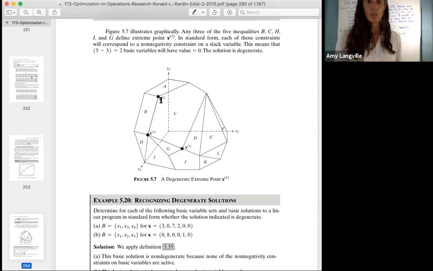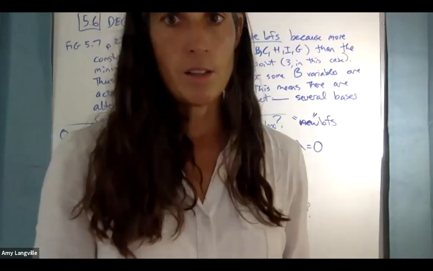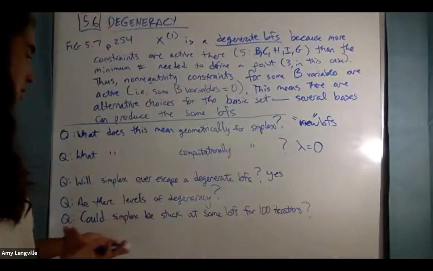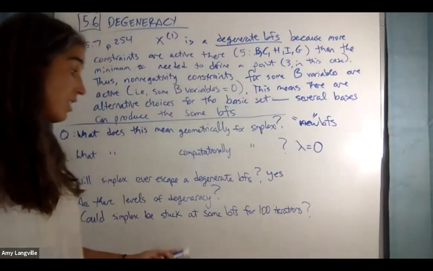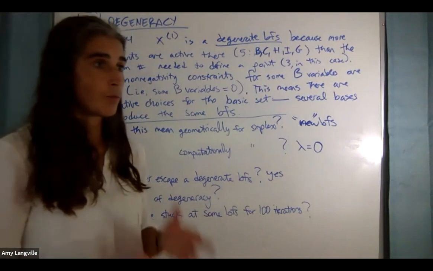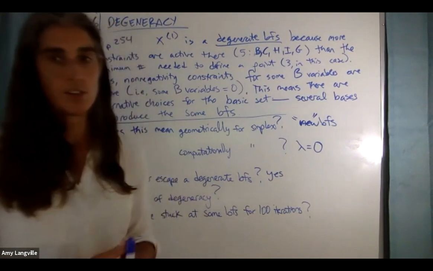X2 is non-degenerate though, right? No problem there. Okay, so in terms of preferred behavior, X2 is the best, X3, and then X1. All right, then one more question. Is it possible that the simplex could get stuck, plateauing 100 iterations? Yeah, it's totally possible. What it would mean is your problem is highly degenerate.